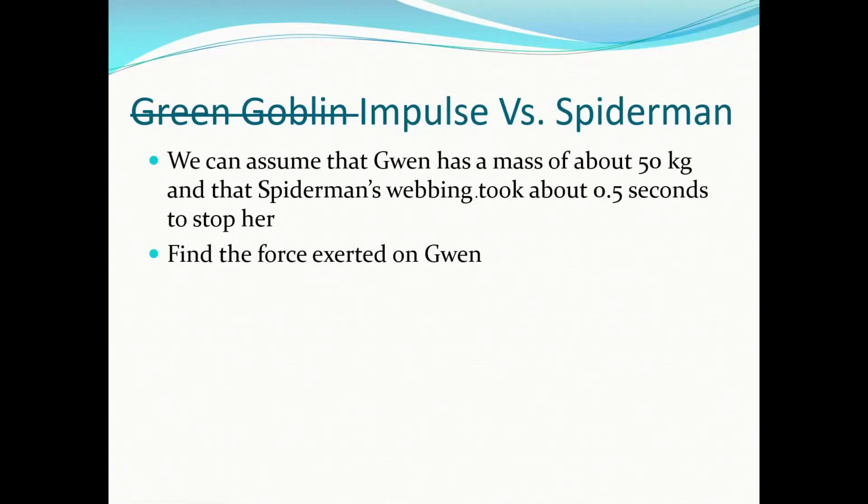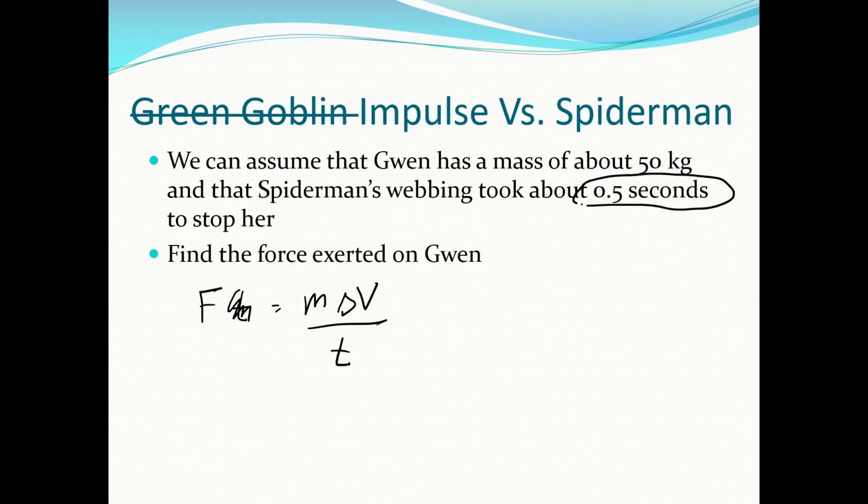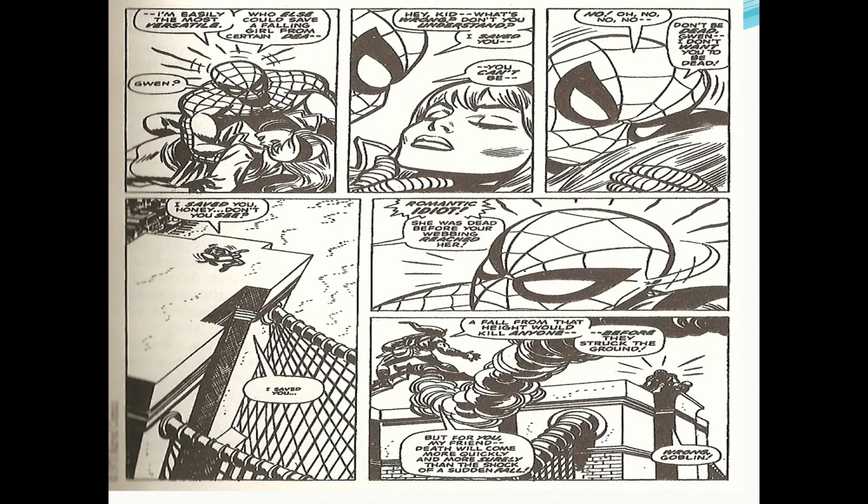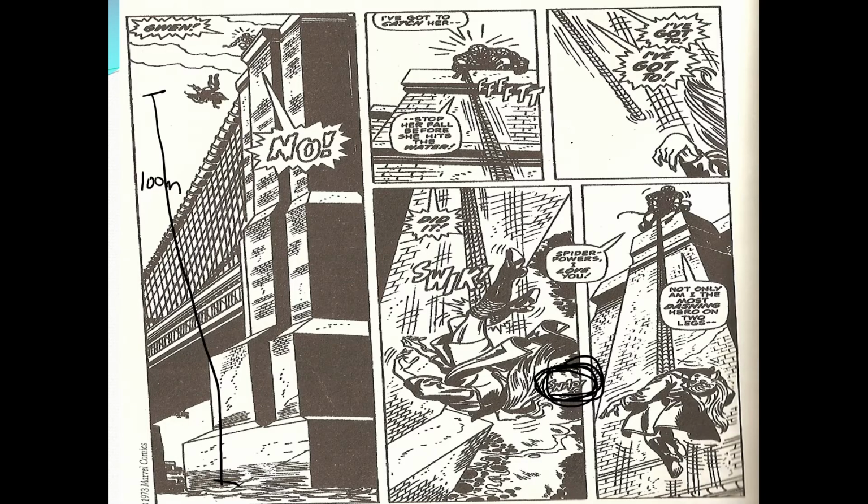So we can assume that Gwen has a mass of about 50 kilograms, and Spider-Man's webbing took about 0.5 seconds to stop her. So what we're going to find is the force exerted on Gwen. We can use our new impulse formula, where force times time is equal to mass times change in velocity. If we're solving for force, we want to move our time down below. So the 0.5 seconds is the time it took. Here we go. Here's the webbing. It contacted her, right? There she's moving super fast.